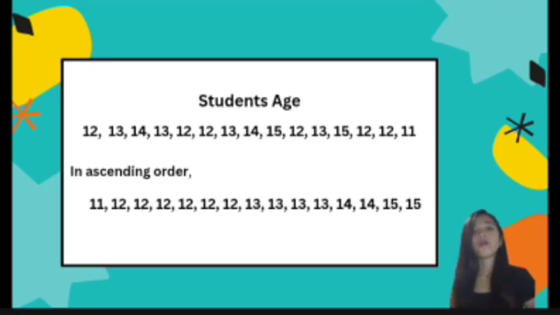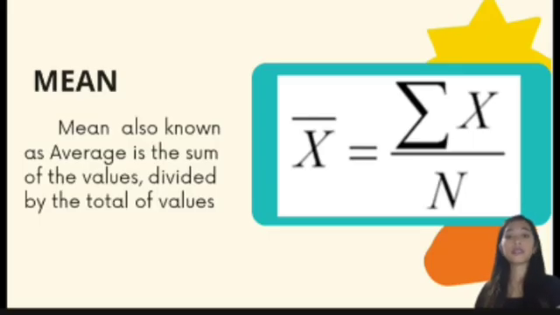But before we proceed to our three measures of central tendency, let's arrange first the data that we have collected in ascending order. So, this is the data in ascending order: 11, 12, 12, 12, 12, 12, 12, 13, 13, 13, 13, 14, 14, 15, and 15.